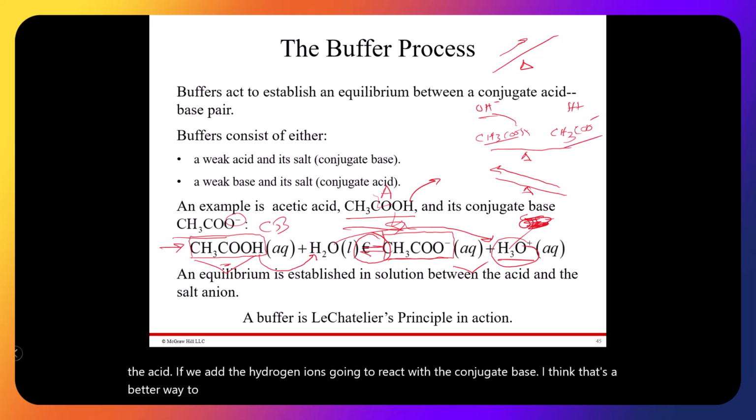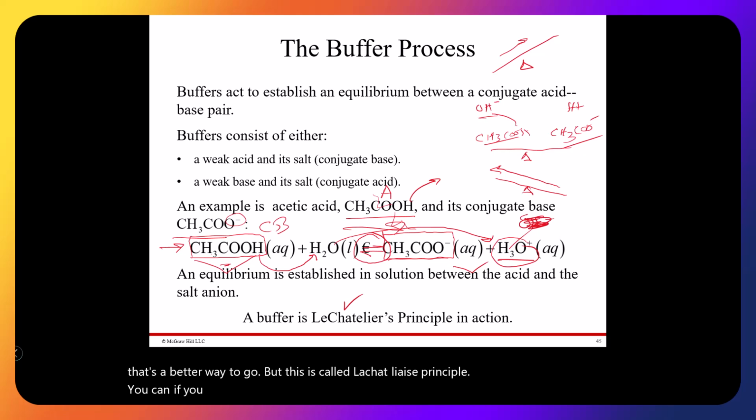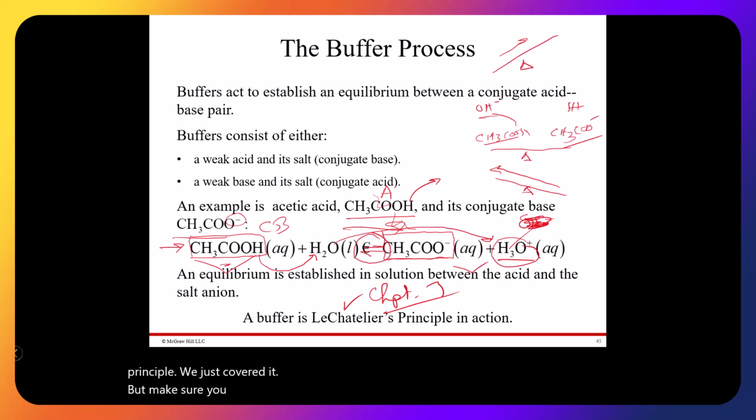But this is called Le Chatelier's principle. If you don't know Le Chatelier's principle, you can read chapter 7 about it. We just covered it. But make sure you understand what's going on here, that a buffer has the ability to absorb both excess acid and excess base.